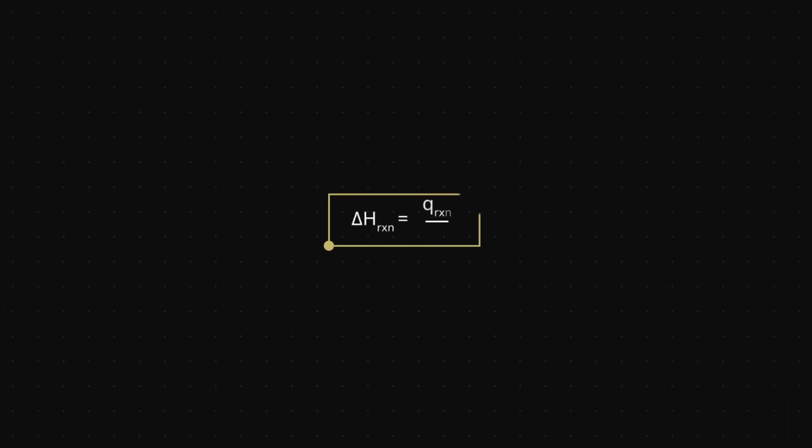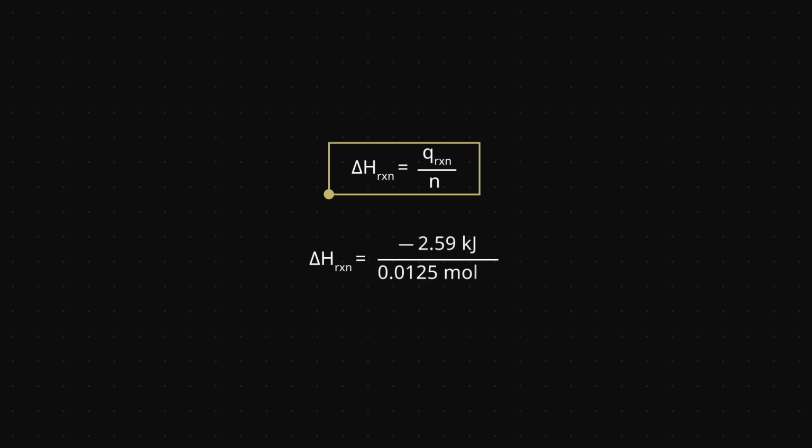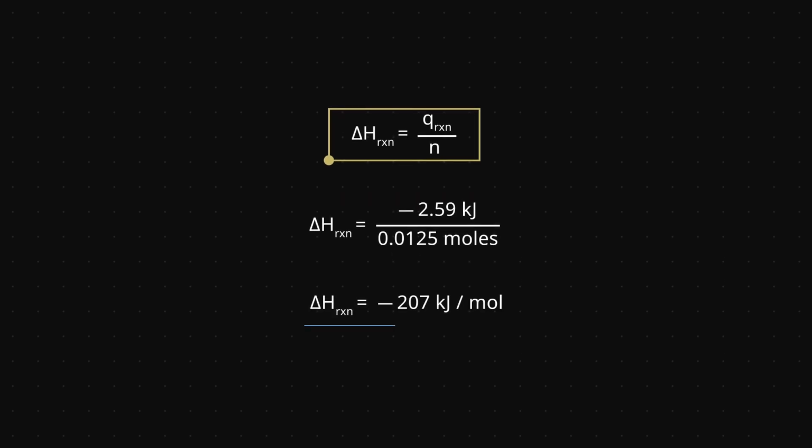So on a per mole basis, the heat of reaction is negative 2.59 kilojoules per 0.0125 moles, which equals negative 207 kilojoules per mole. I like this kind of calculation a lot, but most of all, I like that this reaction takes place in the belly of a beetle. So now you know about enthalpy of reactions.